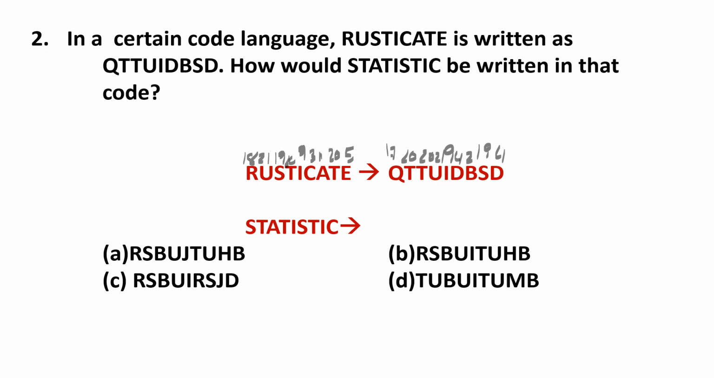Now compare the positions. 18 is here, here 17. So how much it is decreasing? 18 minus 1 is 17. Next U, 21, second letter. Here second letter is 20. 21, 20. How much is it decreasing? Minus 1. 21 minus 1 is 20. Next S, 19. Here 20 is there. Means it is increasing. How much? 19 plus 1 is 20.